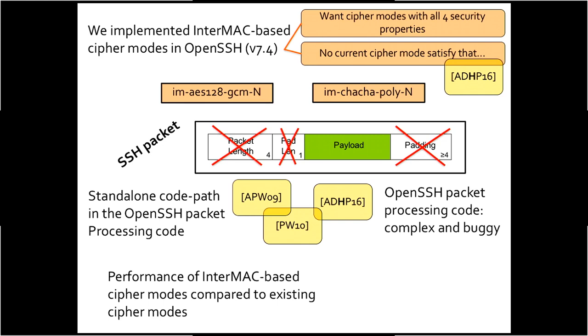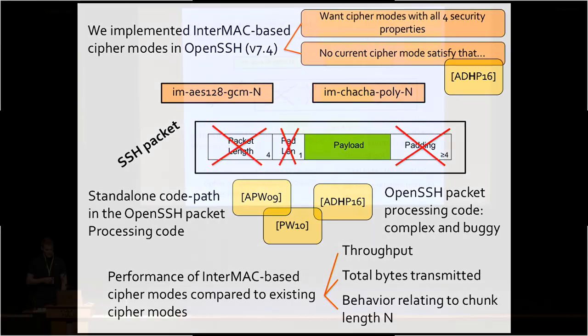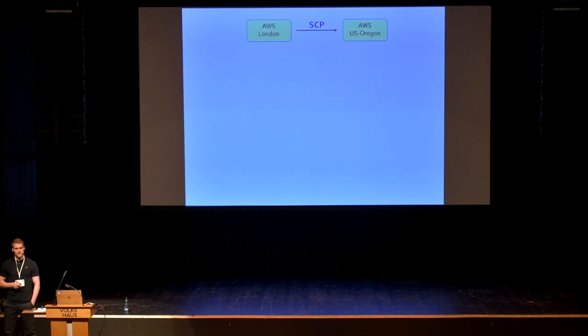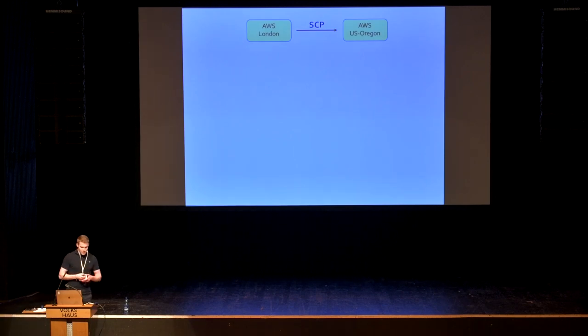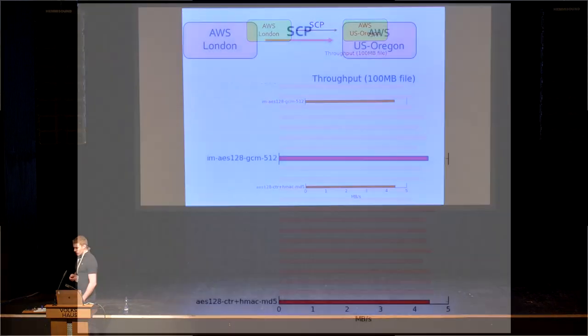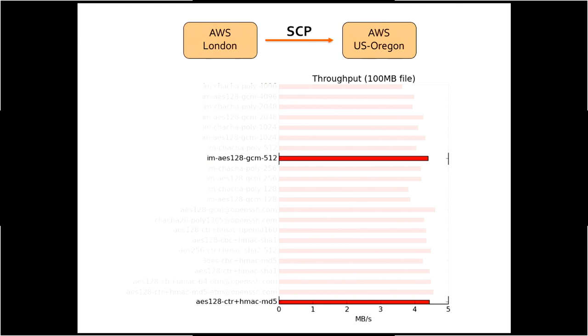All right, so now we have some InterMAC-based cipher modes. Now we want to see how they perform against existing modes. So we ran a test where we measured the throughput. We measured how many bytes are actually transmitted during the test, and we investigated how this relates to the chunk length parameter. So a bit of methodology: we wanted a somewhat realistic network setting, so we spun up an AWS instance in London and one in the US, and we used SCP to transfer a 100 megabyte file from London to the US. The first metric we looked at was how fast the cipher modes were to transfer this file, or how much data they could send per second.